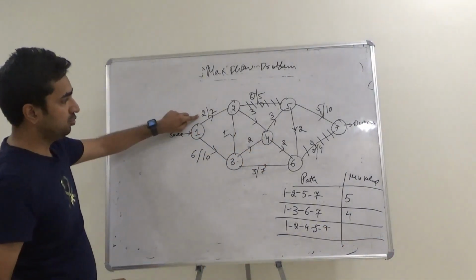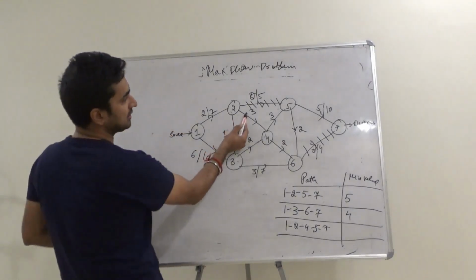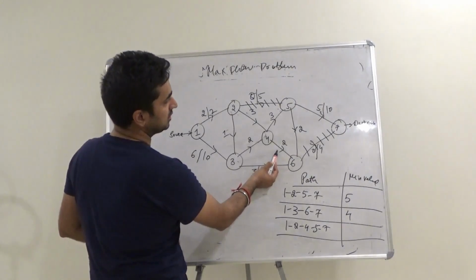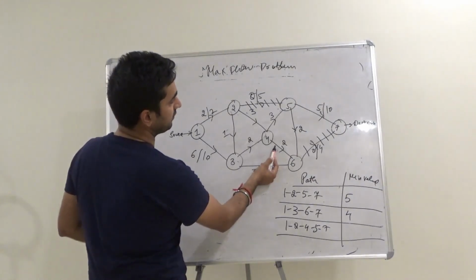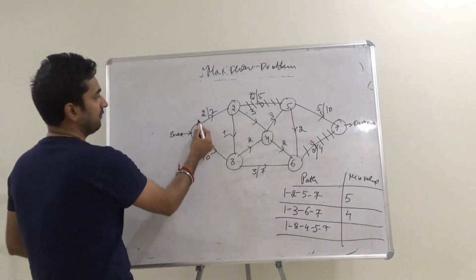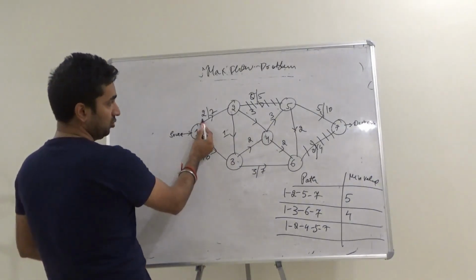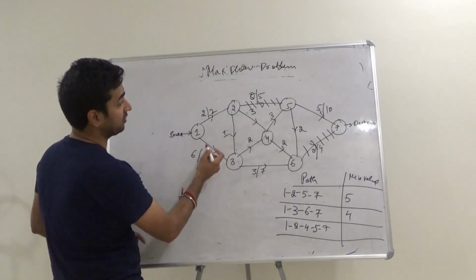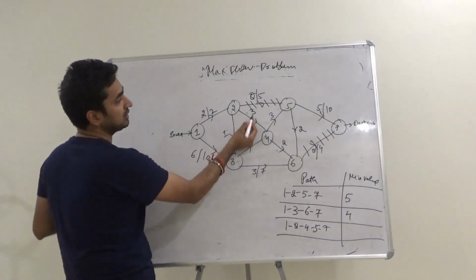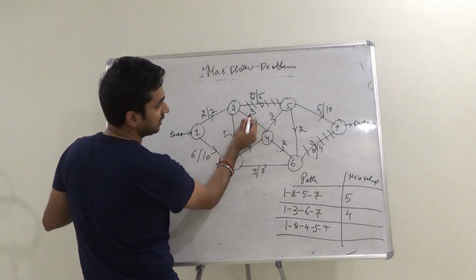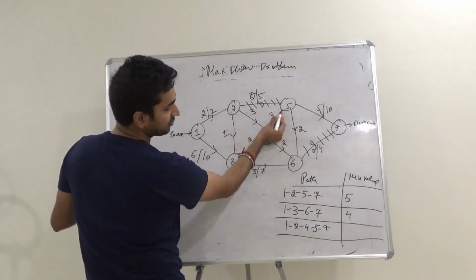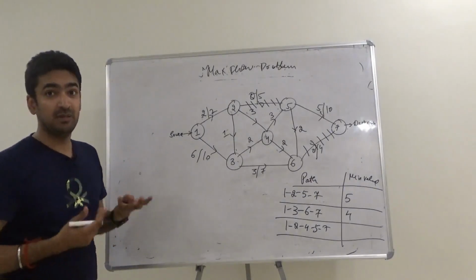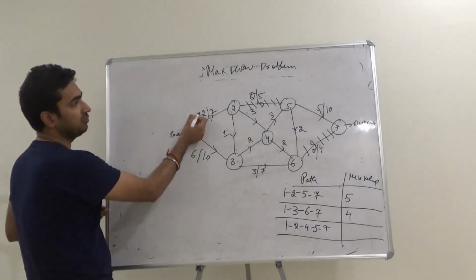The minimum is 2, on 2 to 4. 1 to 2 is 2. 2 to 4 is 3. 4 to 5 is also 3, and 5 to 7 is 7. So the minimum possible value is definitely 2.